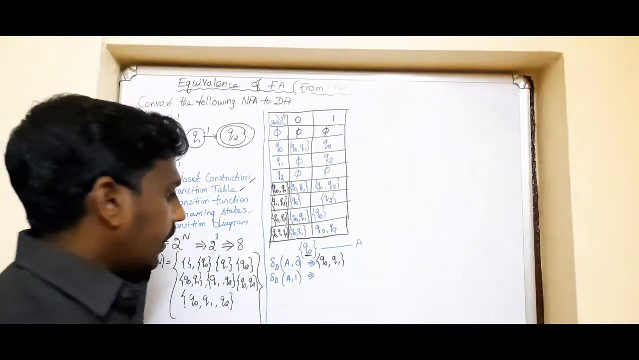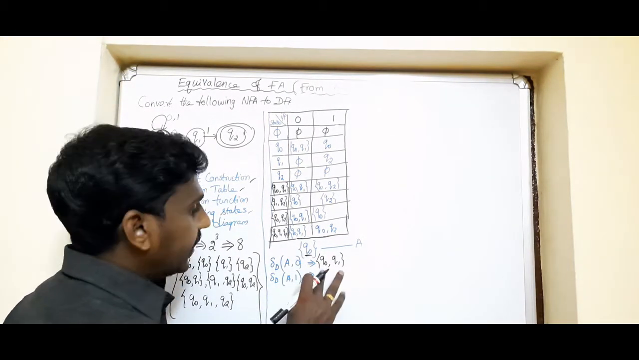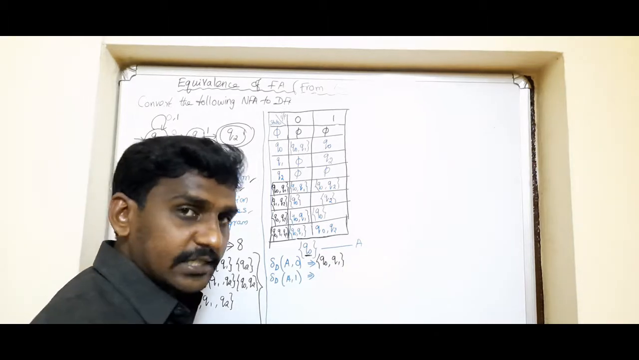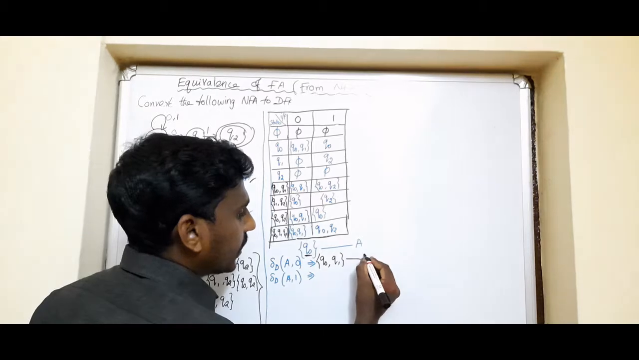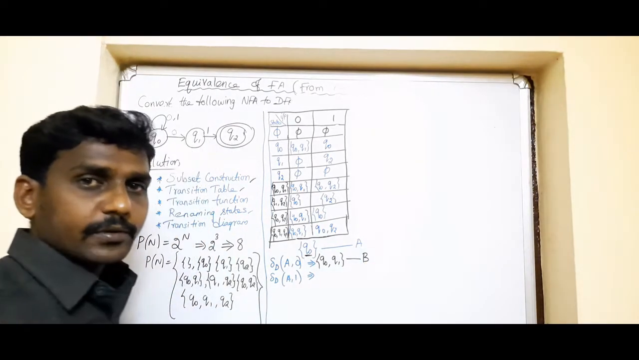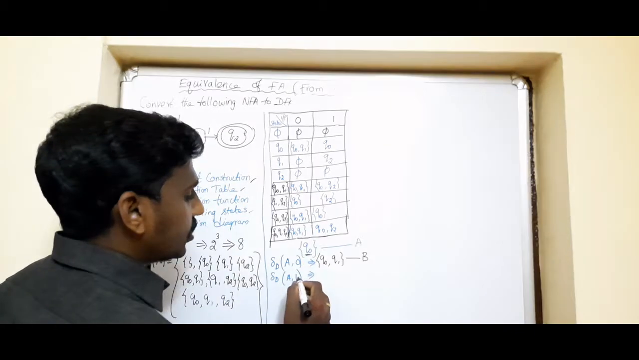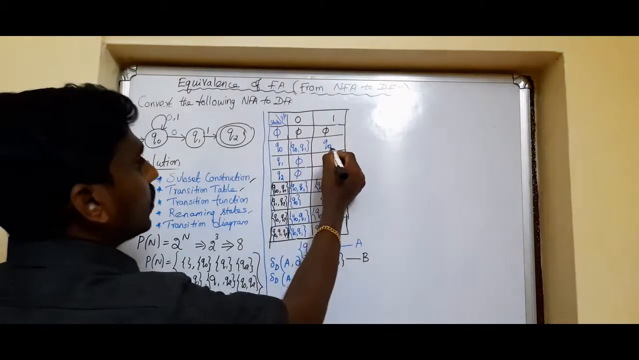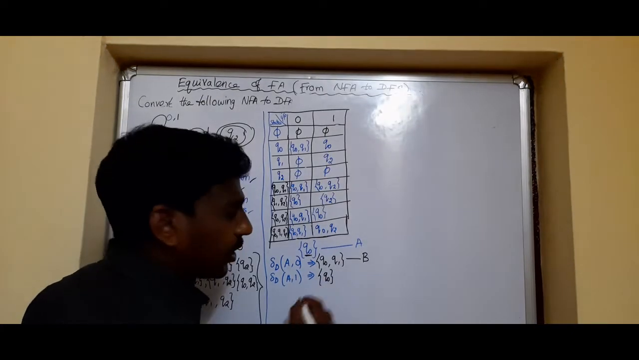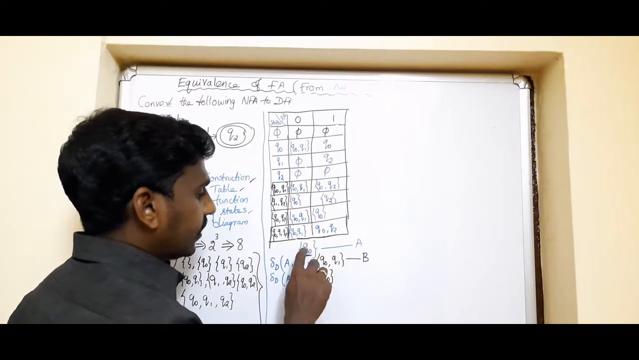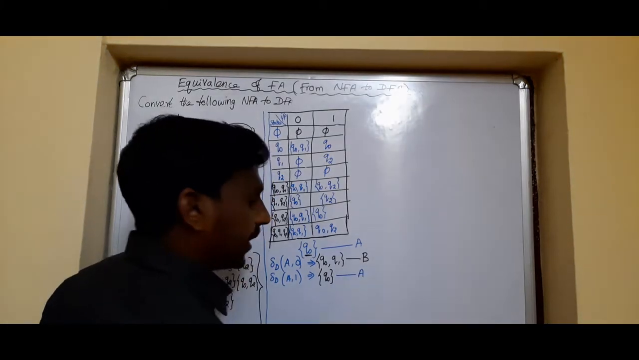This is a new state. If I get Q0 alone, I mark it as A. But I got a new state, that is Q0 Q1, so I mark it as B. Now A comma 1. A is nothing but Q0. Q0 comma 1 gives Q0. Is this an old state or new state? I check: A is Q0, so this is an old state, that is nothing but A.